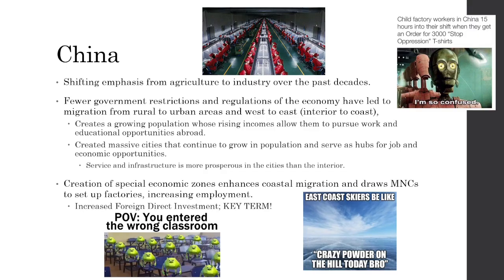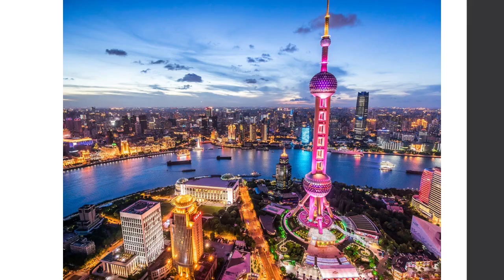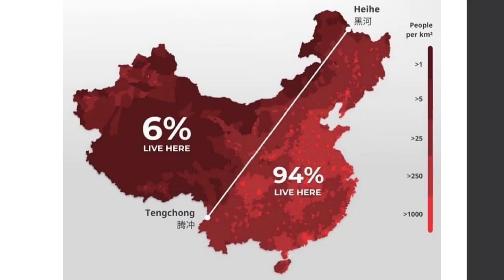Key term. So this is a city in China. I don't know which one it is, but look how developed it is. Look at all the lights. There's green spaces. There's rivers, which means there's probably ports and factories for exports. It's very developed. And look at this graph here. We can see that on the interior of China, 6% of the population lives there in the western side of China. But on the eastern side, 94% of the population live there.